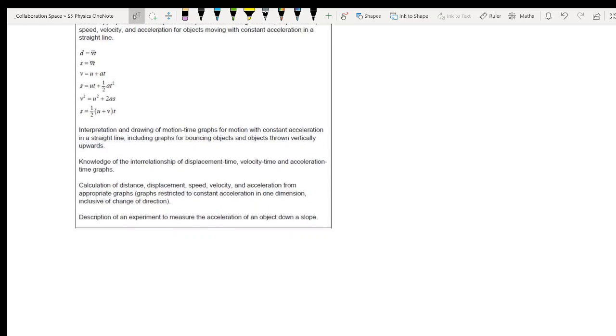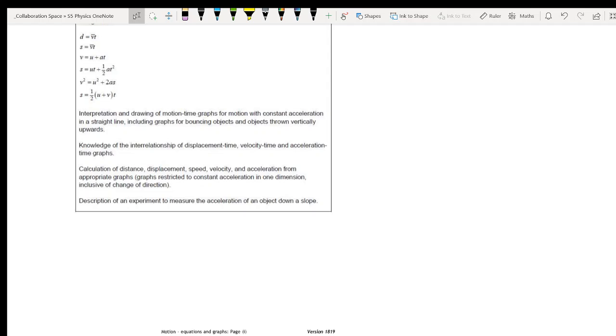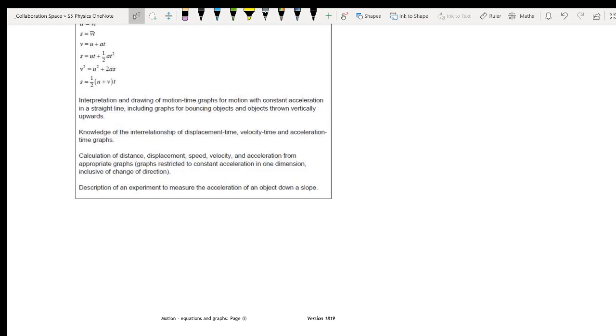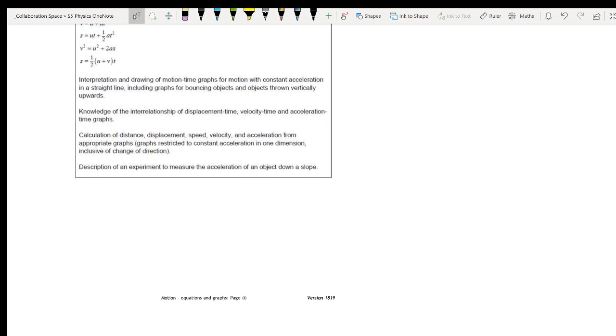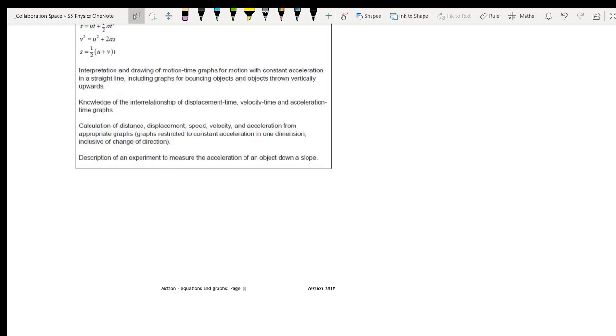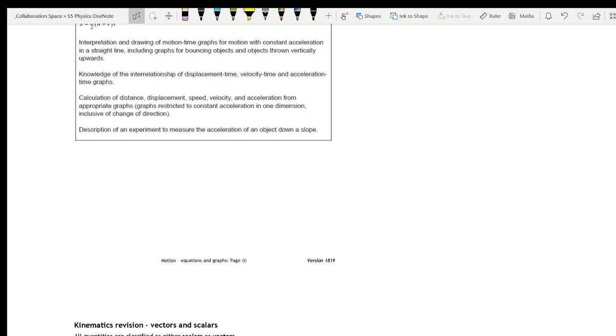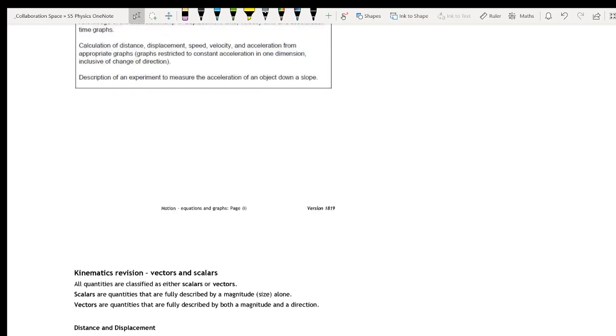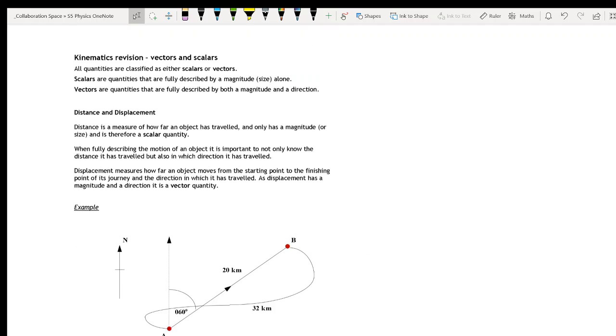Interpretation of drawing of motion time graphs for motion with constant acceleration in a straight line, and graphs for bouncing objects and thrown up objects, and interrelationship of displacement time, velocity time, and acceleration time graphs. You've done displacement time graphs, you've done velocity time graphs, you haven't done acceleration time graphs, but actually they're quite nice and easy as well. And calculation of things from those graphs. Okay. So, as I said, a bit of revision.